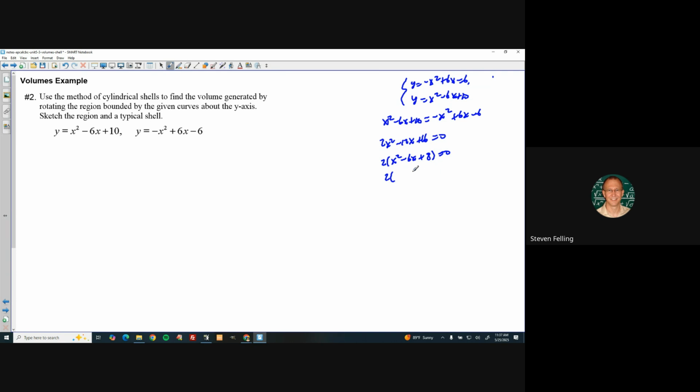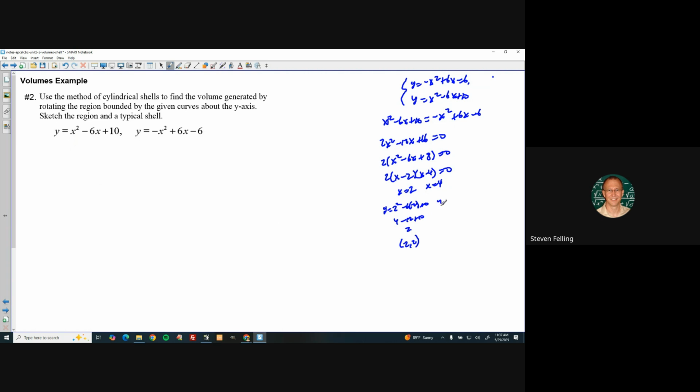I could factor a 2 out and give x squared minus 6x plus 8. And then that would factor into (x minus 2)(x minus 4), so that would be negative 6x, which means the intersections are x is 2 and x is 4. Then I can find the matching y's by using either of these. If I put a 2 in here, y is 2 squared minus 6 times 2 plus 10. That's 4 minus 12 plus 10, which is 2. So x is 2, y is 2 as an intersection point.